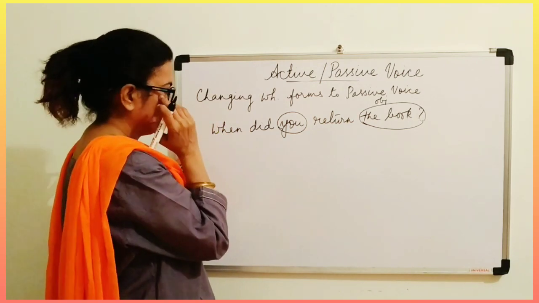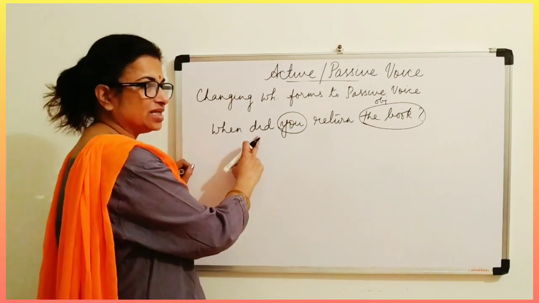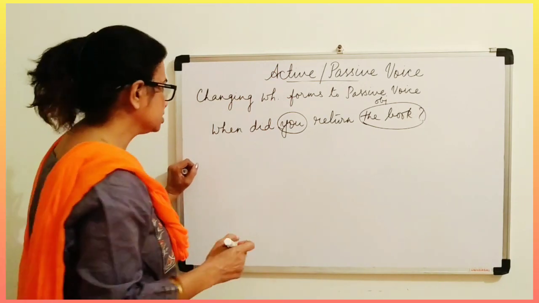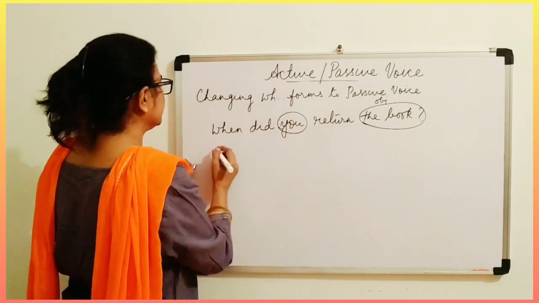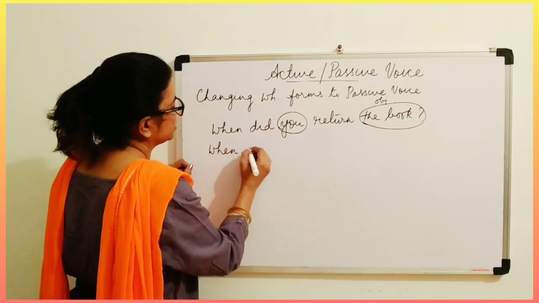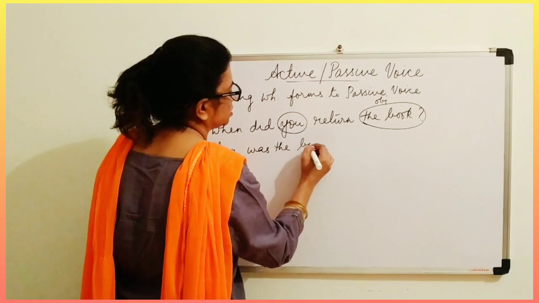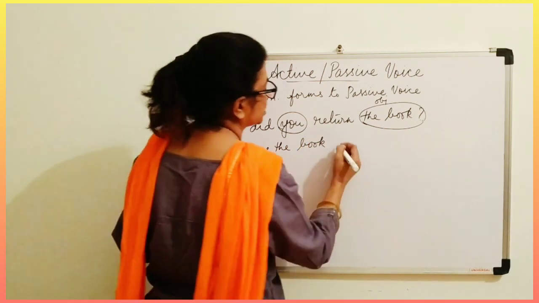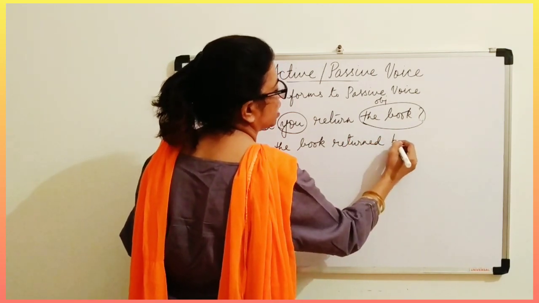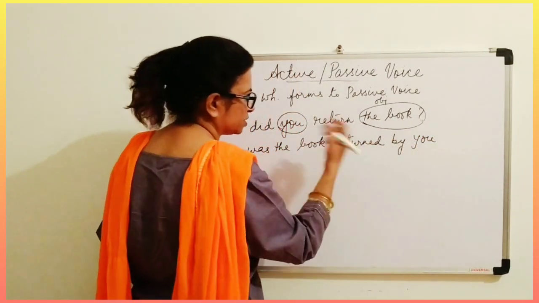Again, if you want to change it into a passive voice, how will you change it? Same for the past tense, we are going to use the same formula which we had used, like was. So when did you return the book? So when, the interrogative word will come there only. When was the book returned by you? The place of subject will be changed.